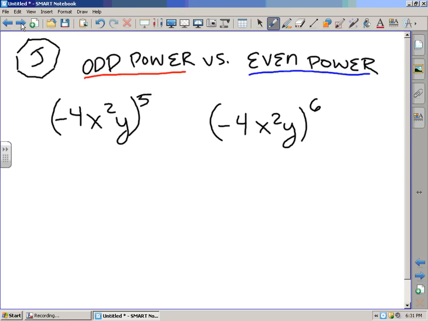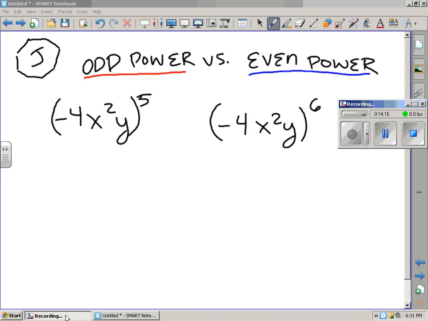All right, now we're going to compare the odd power to the even power, and we're going to look at some more complex examples. And I'm going to leave this example to the next video because it looks like we're about at 15 minutes.